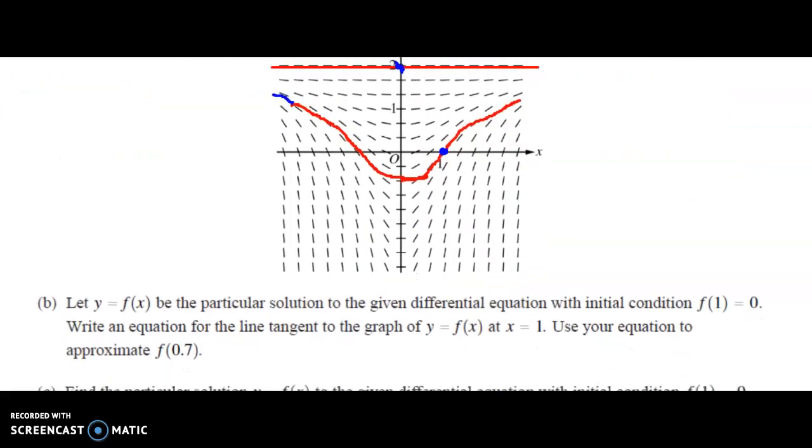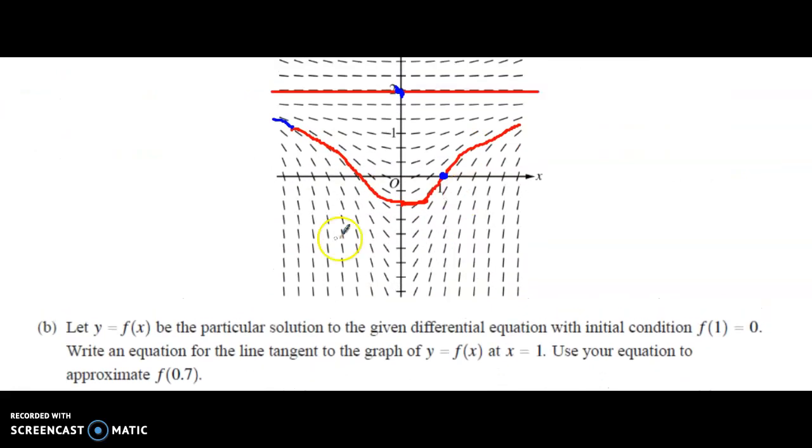Letter B. Let f of x be the particular solution to the given differential equation with an initial condition (1, 0). They're not asking us to find the particular solution yet. So we have the point (1, 0), and that's going to help us find the value of c if we have to solve the differential equation, but in this case I don't think that we do. All they want us to do is write the equation of a tangent line.